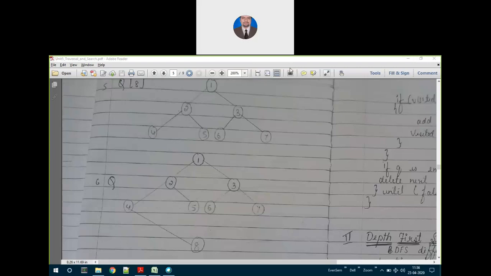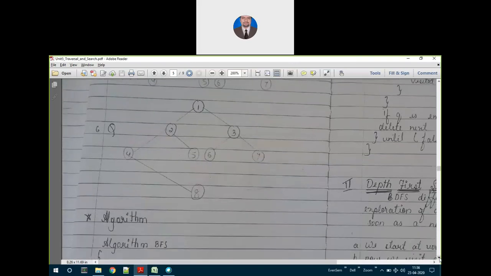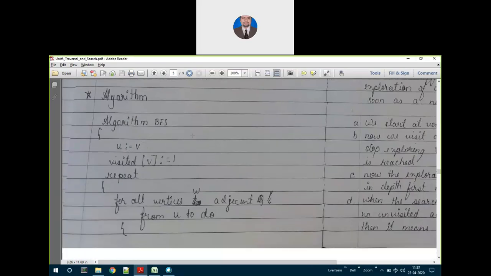Any doubts? No, sir. Okay, let us quickly see the algorithm associated with BFS. The algorithm we have here is algorithm BFS. There are different terms or variables used here: u, v, and w. Now, in order to correlate this with the example we have studied.